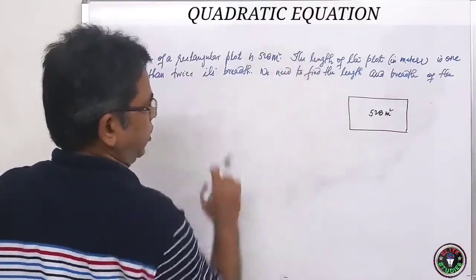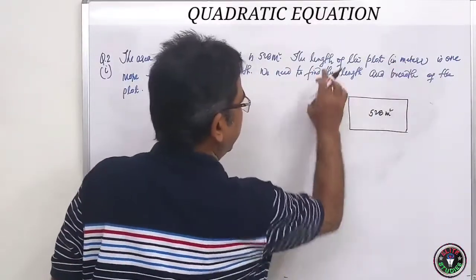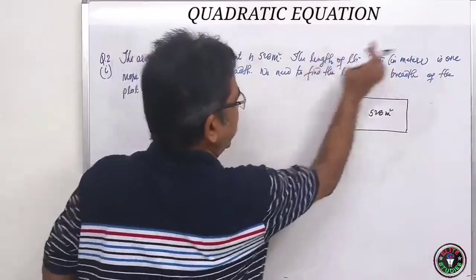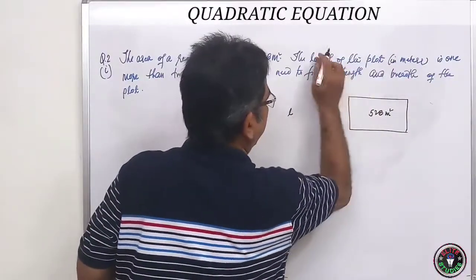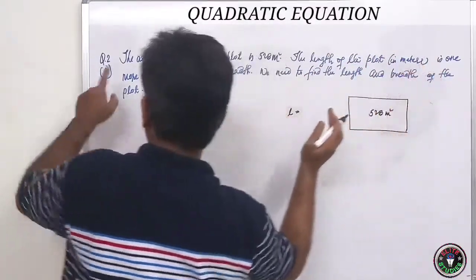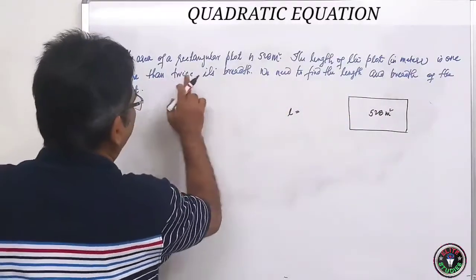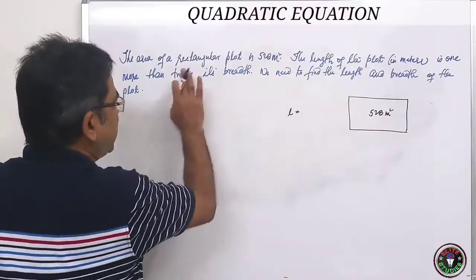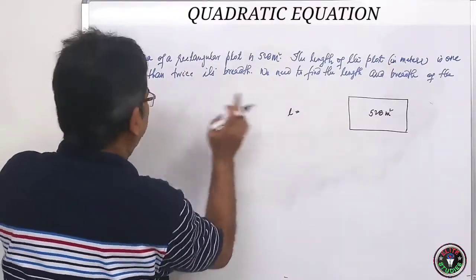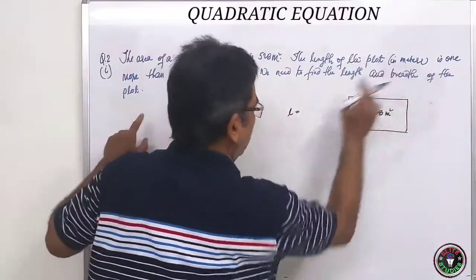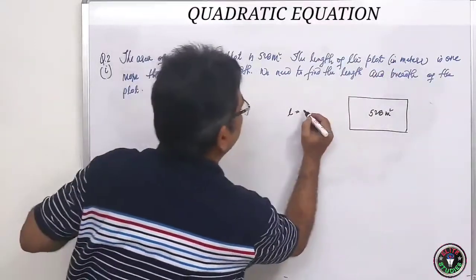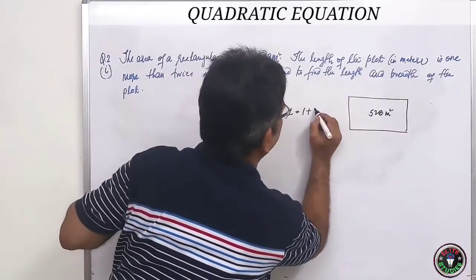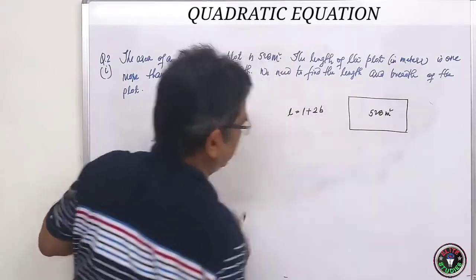The length of the plot is, means is equal to, the length is equal to, make some groundwork. If length is L, length is equal to 1 more than twice its breadth. Twice means 2 times. In English, twice means it is 2 times its breadth. What you have to do? Length is equal to 1 more, 1 more means plus, 1 more than twice its breadth. Twice its breadth means 2 times into breadth, 2 into b, like this.